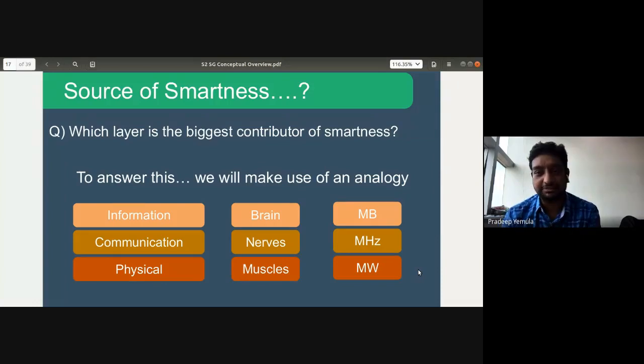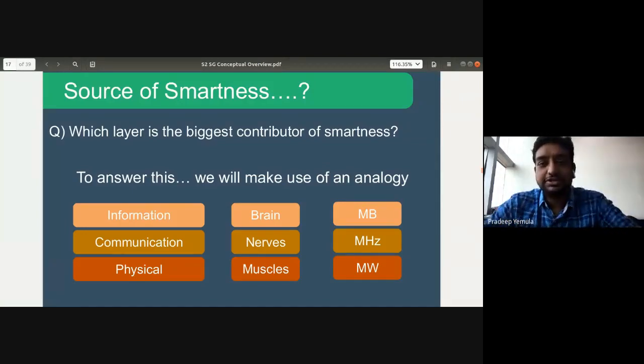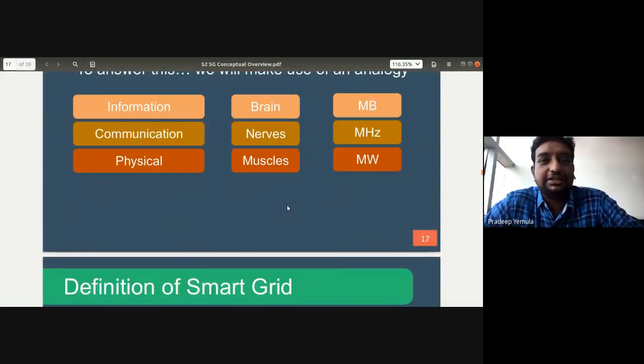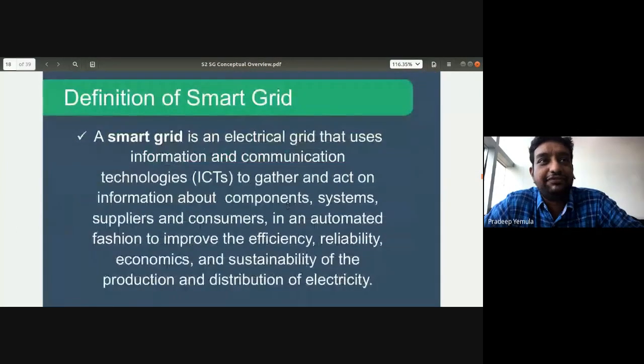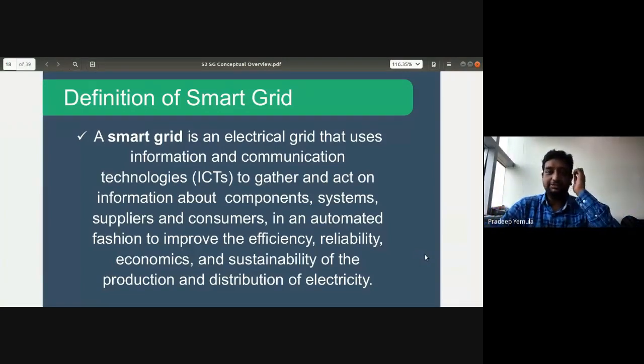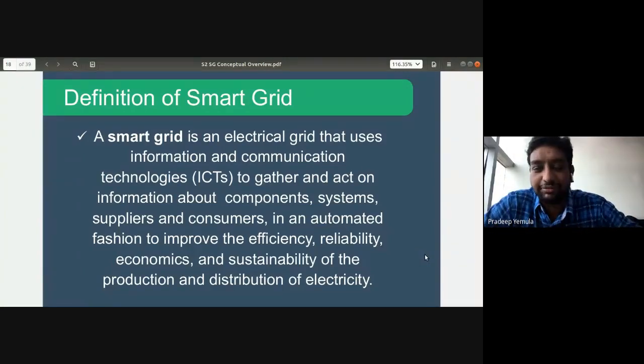So for any system, just on top of the physical layer, you add the other two layers, it becomes smart. So I think this is the final definition of smart grid. The definition is available from Wikipedia. I leave this definition on the screen for maybe a minute. I request all of you to slowly read this definition. Today, what we discussed over the last few minutes, everything is covered in this particular definition.